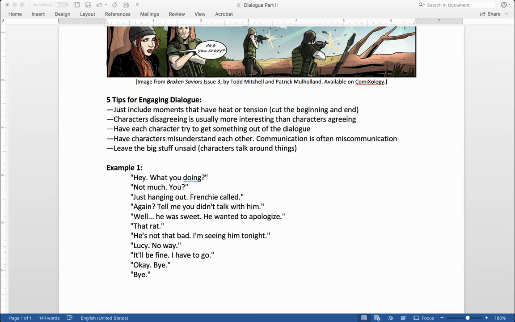All right. This isn't terrible. I mean, at least there's dialogue, but the beginning and end of this don't have any heat or tension. They're pretty pointless. If we cut those parts and trust the reader to imagine how the conversation began and ended, you might get something a bit more interesting, like this.